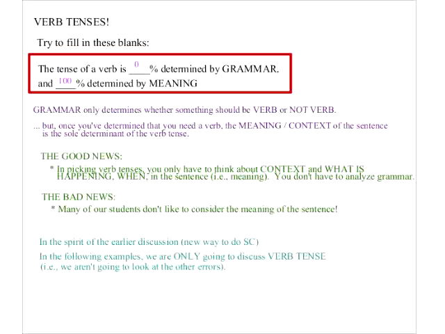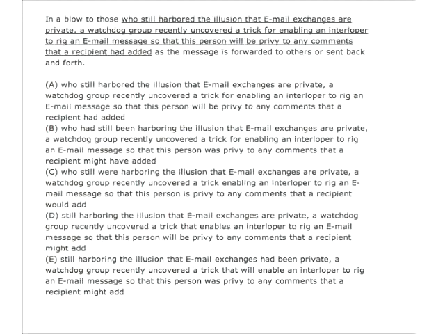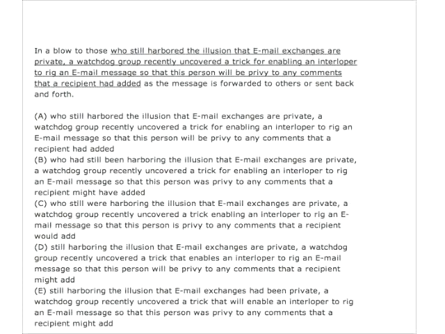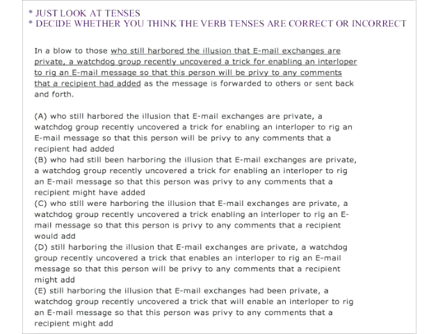So let's try it. Why don't you try this problem? Just look at tenses. Our job here is not to solve the entire problem. Our job is to just look at tenses. You make the decision, decide whether you think the verb tenses are correct or incorrect. Remember, you're just looking at the meaning of the sentence. Don't answer yet. Just make sure that everyone has time. After about a minute and a half, I'll call for answers in the text box. Remember, you're not answering the question, you're just looking at verb tenses.